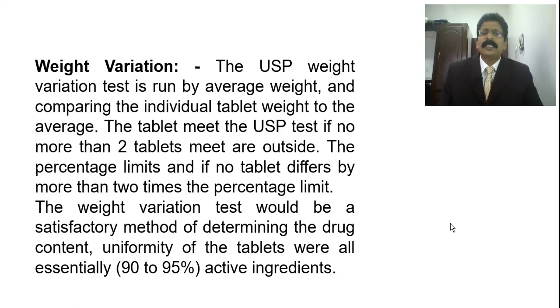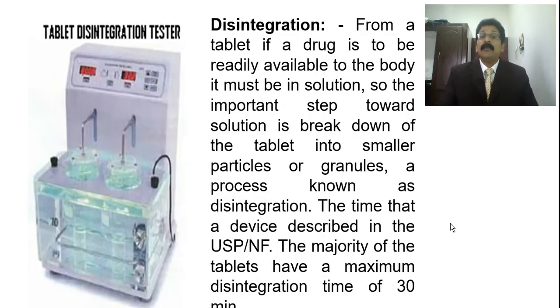The weight variation test would be a satisfactory method of determination of the drug content uniformity of the tablet, where essentially 90 to 95% active ingredients should be present. This will be analyzed. And now we are coming to the two things which we have discussed, and first we will discuss the disintegration tester.